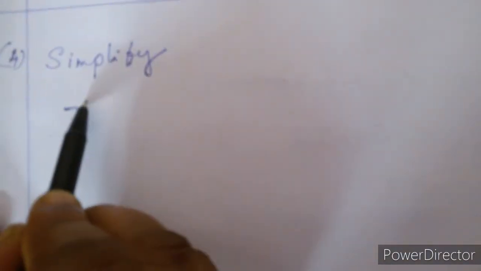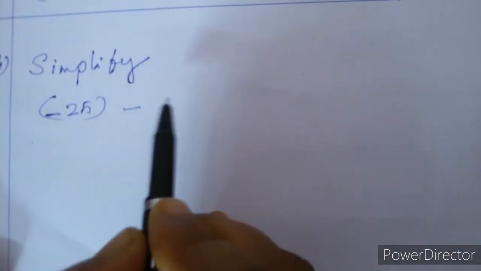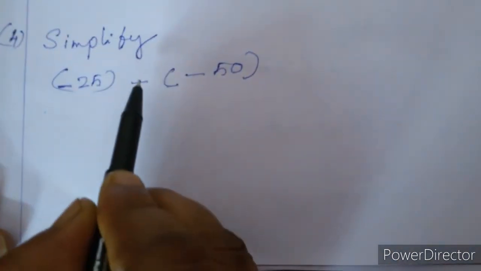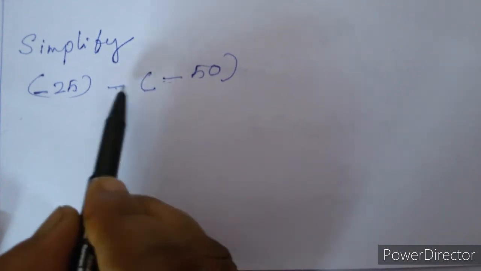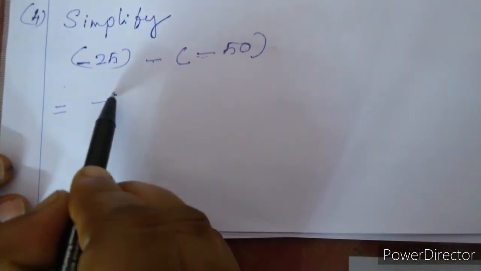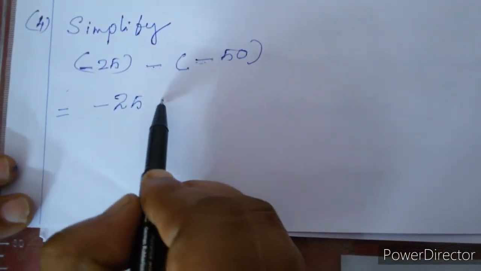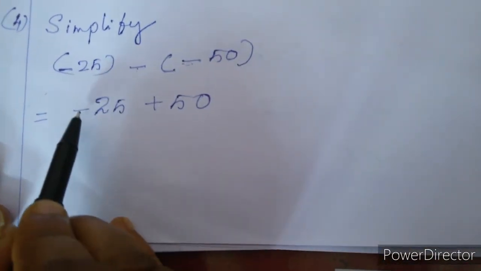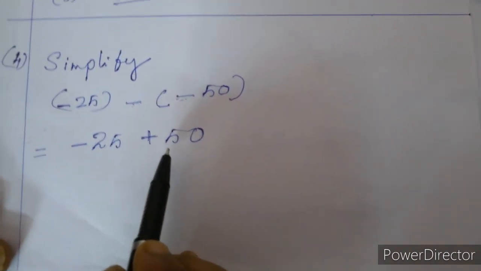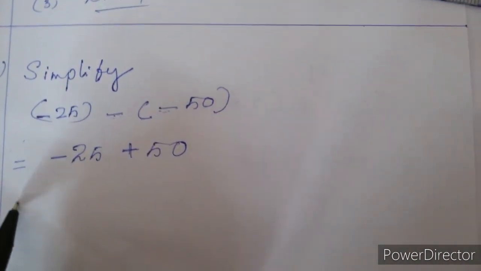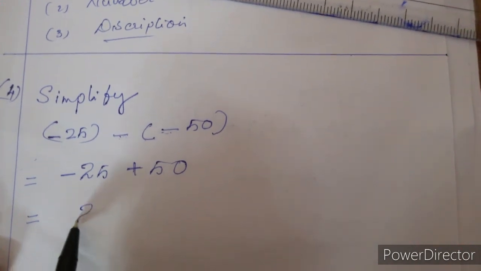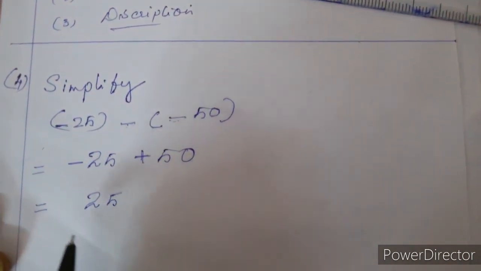Simplify negative 25 minus negative 50. So here minus and minus are coming together. So what do we have to do? We have to multiply. Minus into minus, plus. So this is equal to negative 25 plus 50. The sign of 25 is negative and the sign of 50 is positive. So different signs. What do we have to do? We have to subtract the smaller number from the larger and put the sign of the larger number. So we subtract 25 from 50. 50 minus 25 is 25. The greater number is 50. The sign of 50 is positive.